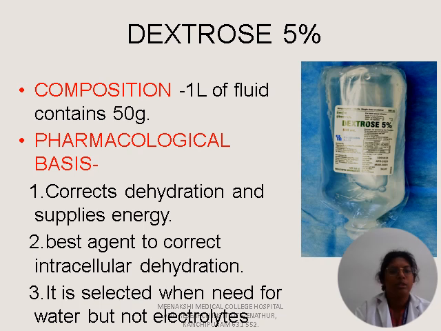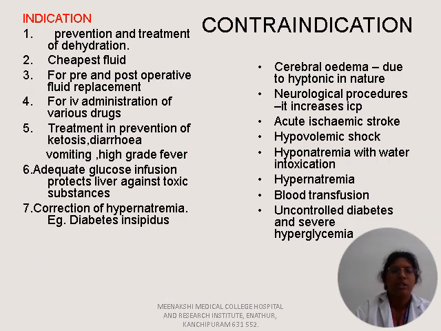And dextrose, its composition is 1 liter of fluid contains 50 gram. Pharmacological basis: corrects dehydration and supplies energy. Best agent to correct intracellular dehydration. It is selected when need for water but not electrolytes. And its indication is prevention and treatment of dehydration. Cheapest fluid for pre and post operative fluid replacement and for IV administration of various drugs.